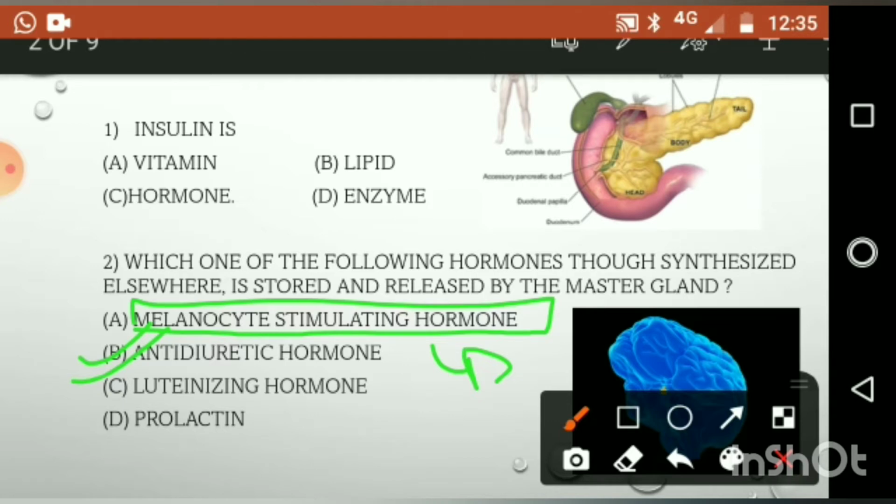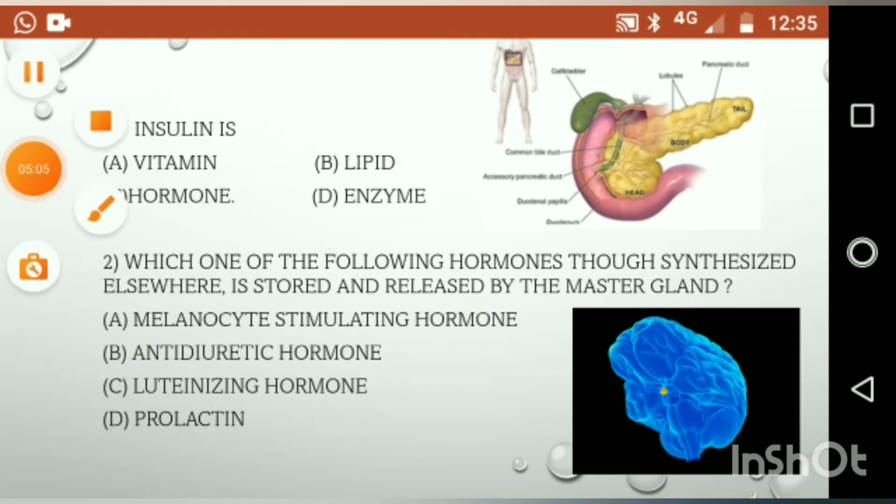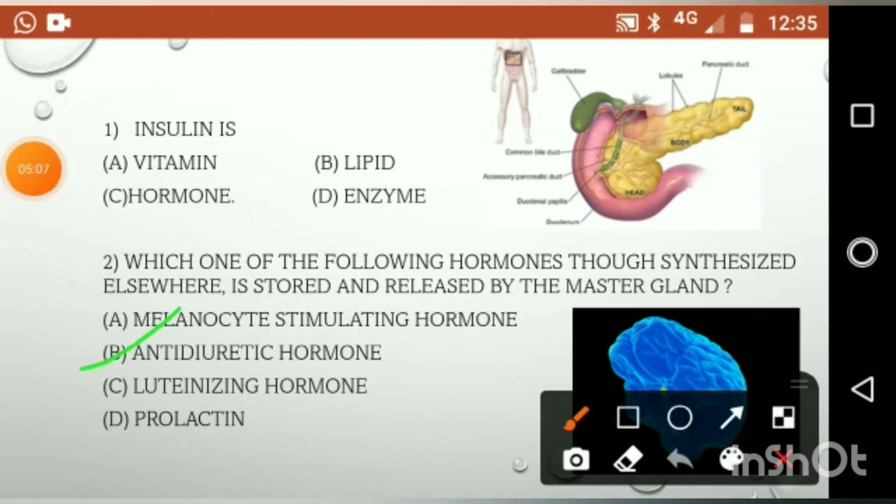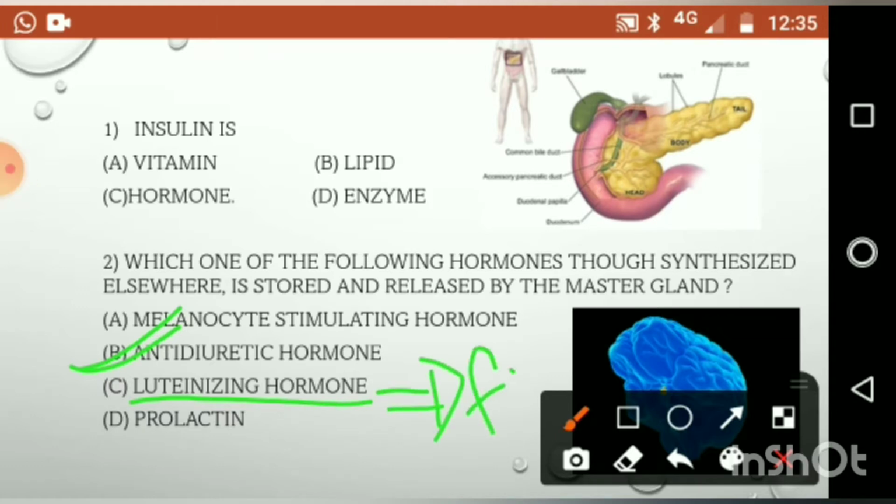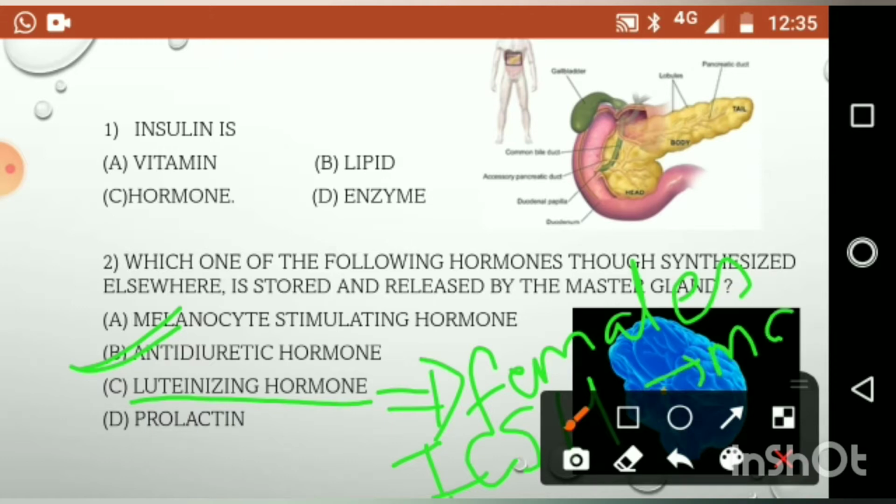Okay students, now we will talk about luteinizing hormone. Luteinizing hormone is present only in females. A similar kind of hormone is present in males, which is called ICSH, that is interstitial cell stimulating hormone. This is present in males.